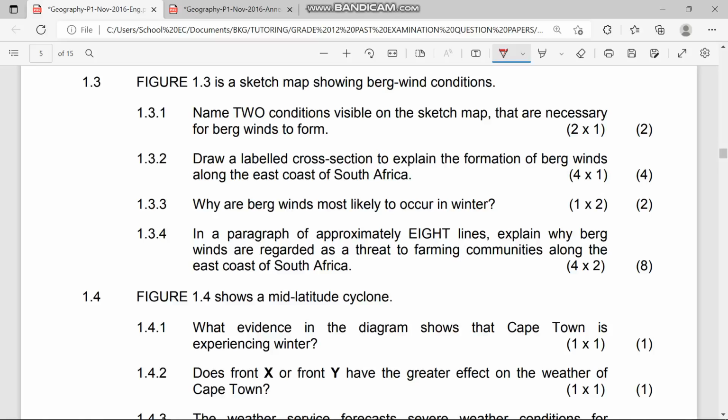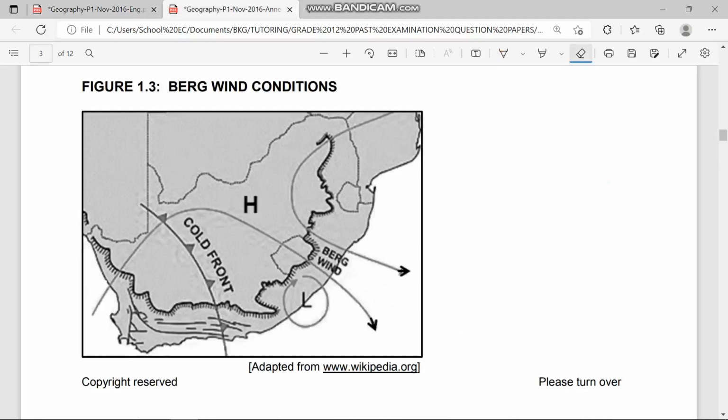Okay, yes, for geography, we're focusing on berg winds. In this question, the figure says we must also concentrate on figure 1.3 on our annexure. Figure 1.3 is a sketch map showing berg wind conditions. Let's go there.